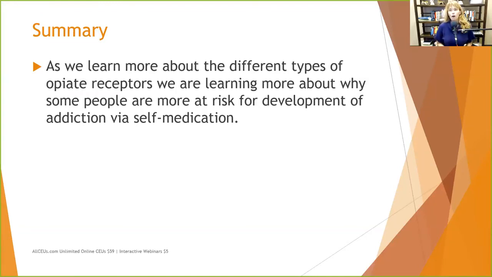As we learn more about the different types of opiate receptors, we're learning more about why some people are more at risk for the development of addiction via self-medication. So we're learning more about how opiates get into your brain. They can reduce your anti-anxiety neurochemicals, which, like I said, don't kick back in right away. So it actually increases anxiety when you detox. But they also are involved somewhat in pain perception, hunger, and mood.